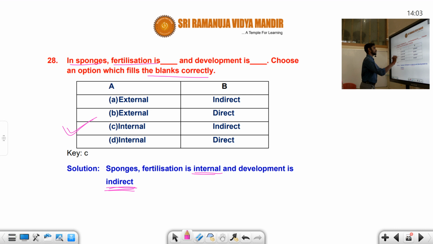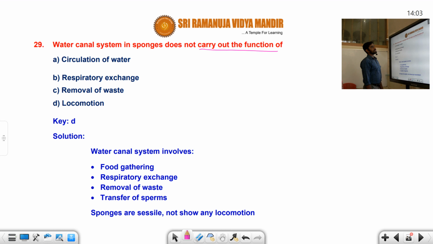The next one is: the water canal system in sponges does not carry out the function of what? What is a water canal system? The water canal system is present only in sponges. It helps in the circulation of water. Yes, it's correct. Respiratory exchange, removal of waste, and at the same time food gathering also. So these are the common functions of the water canal system.